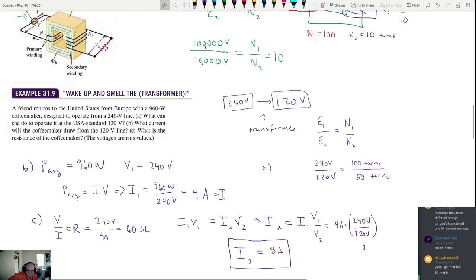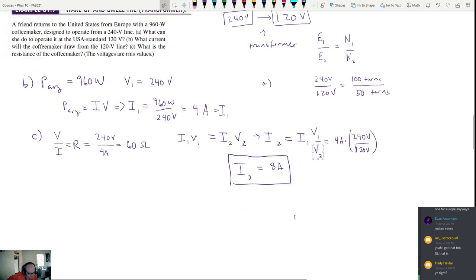But why don't you get the same thing if I just do V2 over I2? Shouldn't that work as well? They give a different equation. It seems like you should. I don't understand why, but there's an equation that they give. This is in your textbook.